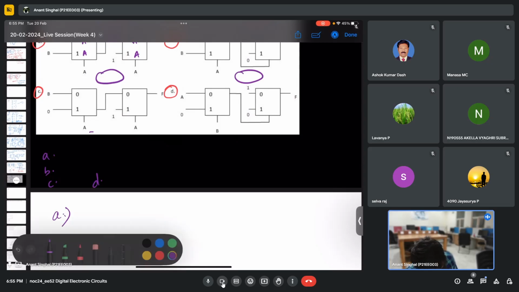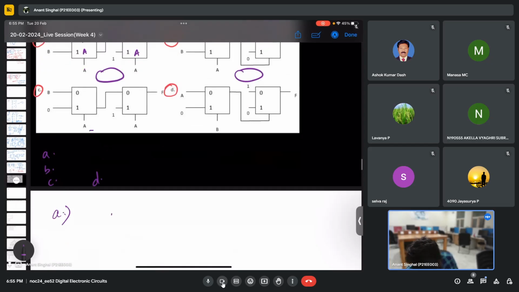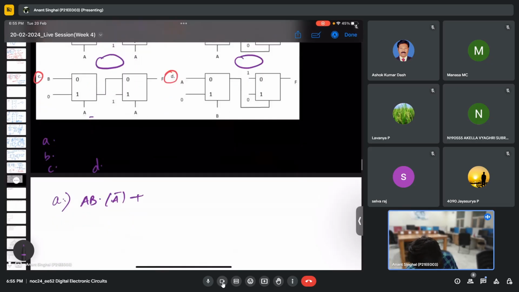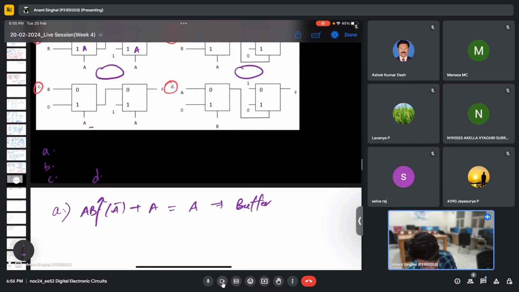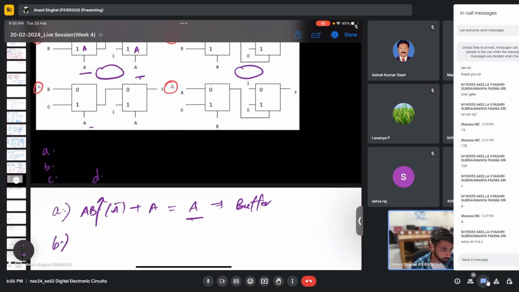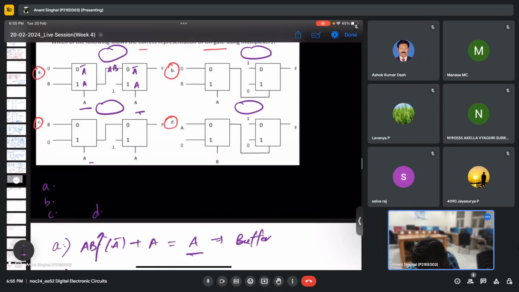So for option A, the final expression will be AB times A complement plus A. So this will be 0. I'm getting A. So option A is kind of a buffer, because whatever input we give, we get the same output as in the select line. So let's try option B, which someone has calculated also.